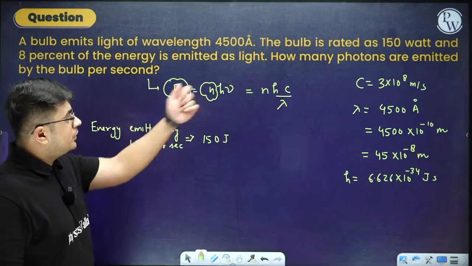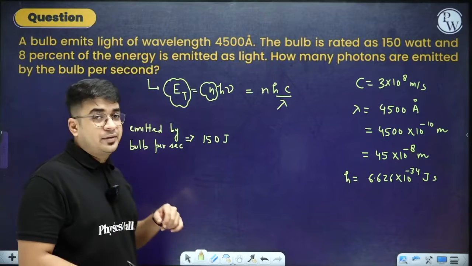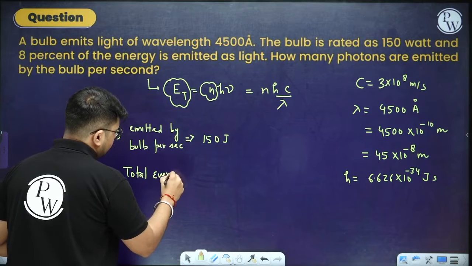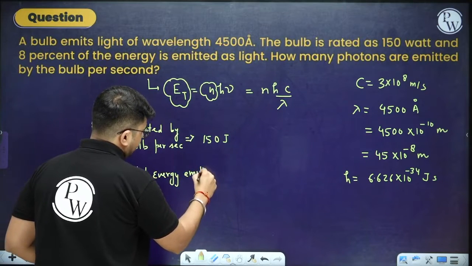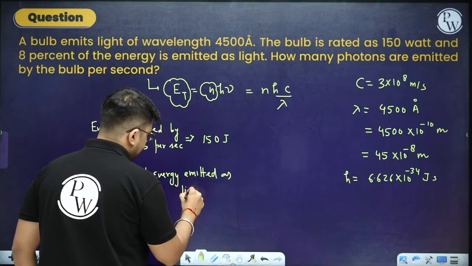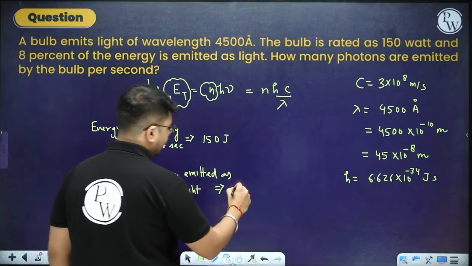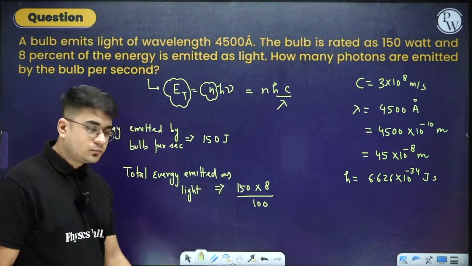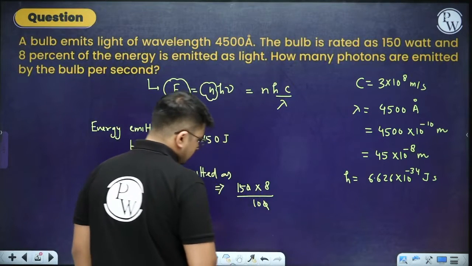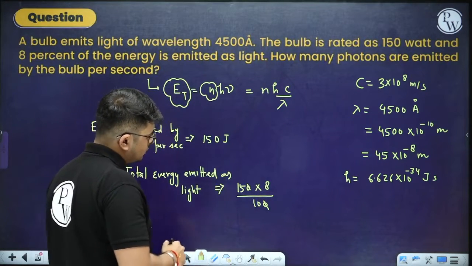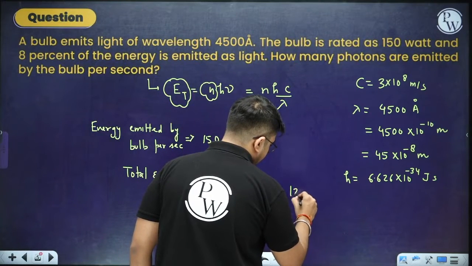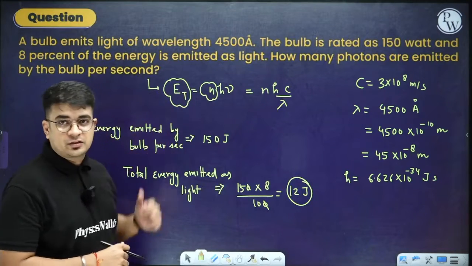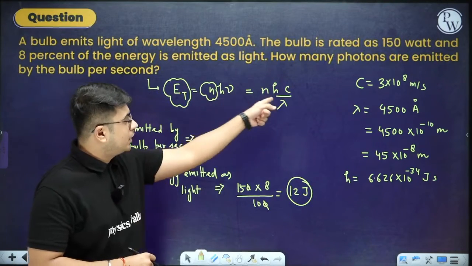Now from this we can say that only 8% of the energy is emitted as light. So the total energy emitted as light will be 8% of the entire value, which is 150 multiplied by 8 divided by 100. So we can solve this. That will be equal to 120 divided by 10, that will be 12 joules. So now we have the entire amount of energy, which is 12 joules, and we know h nu, or I can say h c upon lambda.